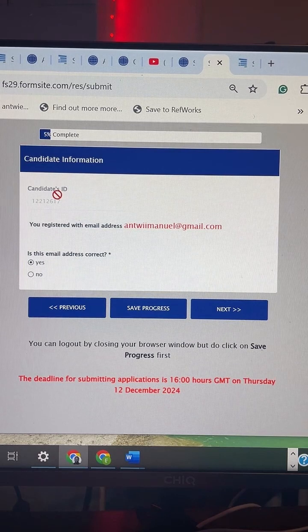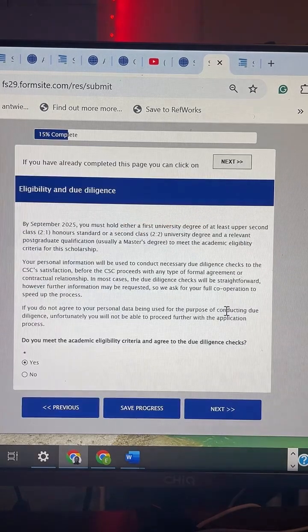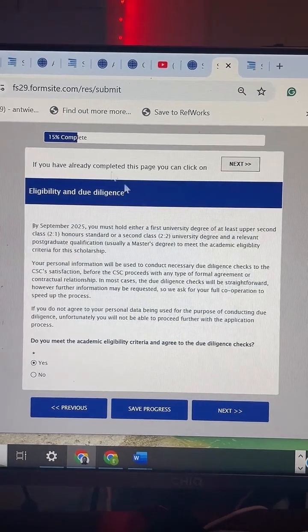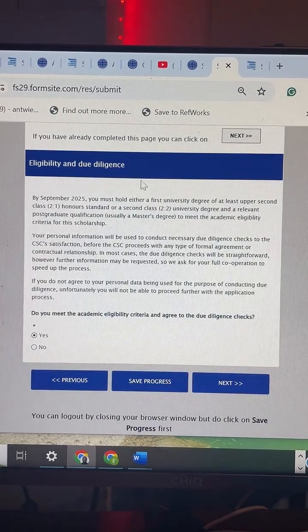So you go on next, and then it will give you candidate's ID. So this ID will be all that you need throughout your application process. It will tell you you've registered with this email. So is this your email? You click on next. And this will be the next portal that will open for you.